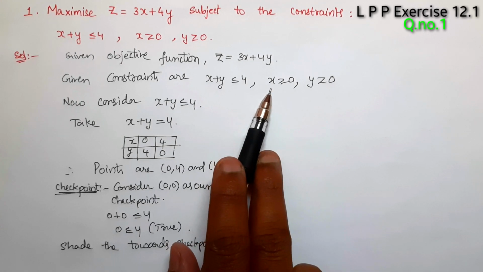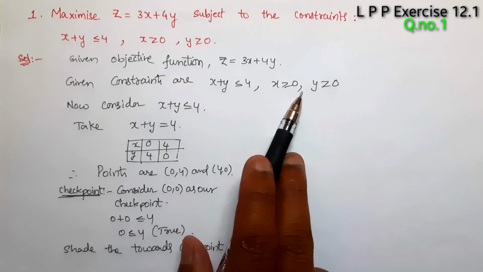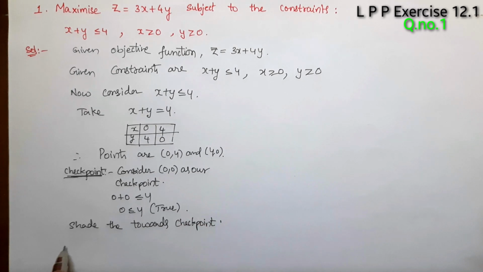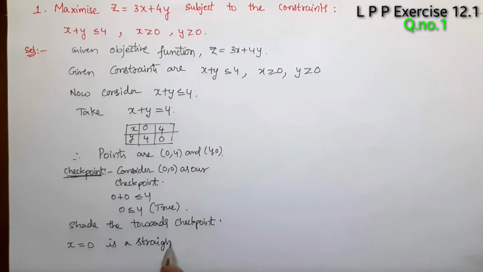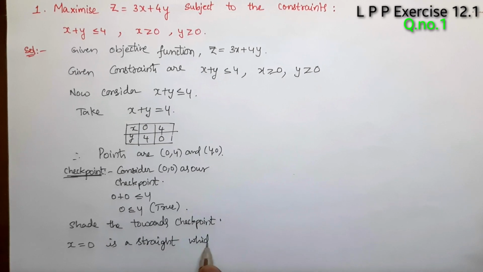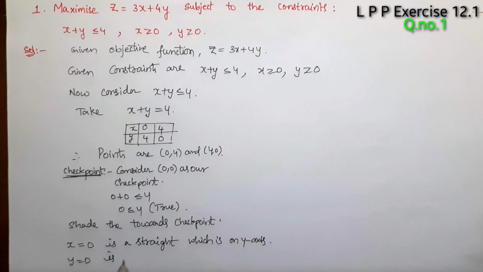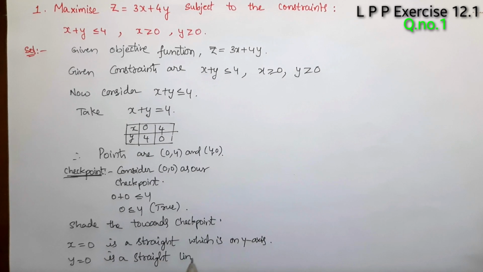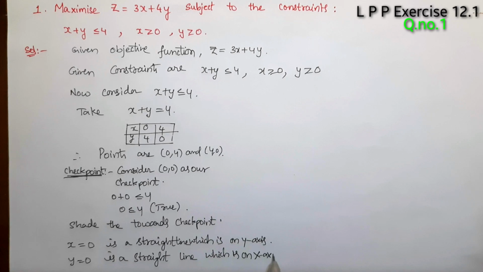As they have given x ≥ 0 and y ≥ 0, we know that x = 0 is a straight line which is on the y-axis. Next, y = 0 is a straight line which is on the x-axis. So like this we can write.